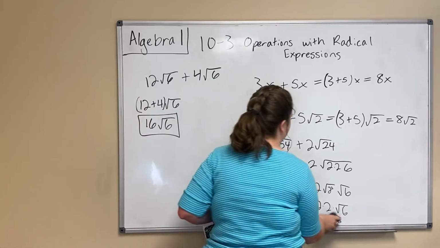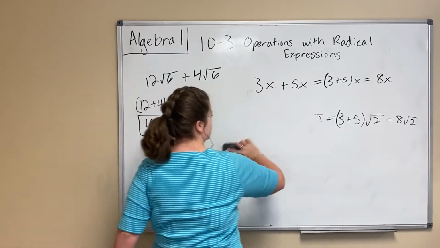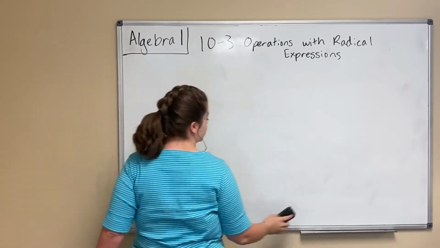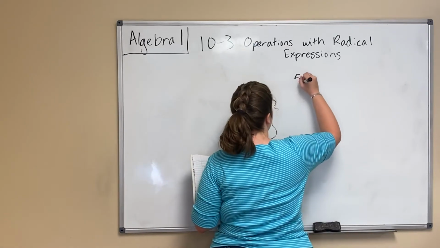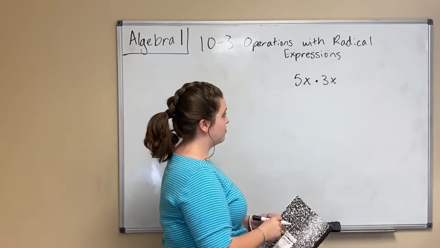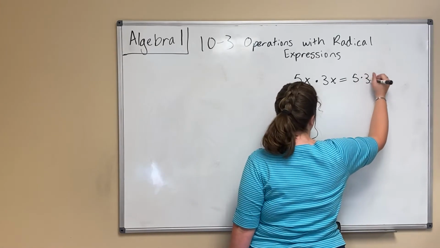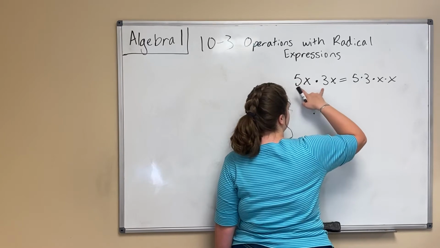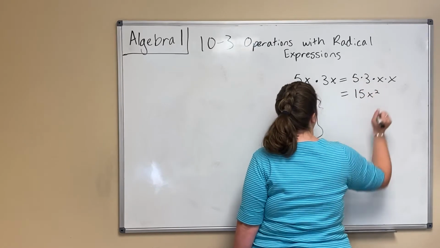Now we're going to talk about how to multiply whenever you have several things on the inside and outside of the radical. Again, I'm going to start with examples of doing it with just variables. Remember if I said 5x times 3x, what I'm saying there is 5 times 3 times x, right? Our numbers we multiply by each other and our x's we multiply by each other. So we would ultimately get 15x squared when I multiply them.